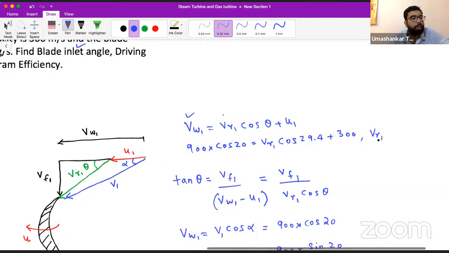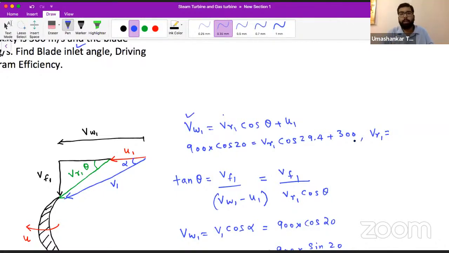Yes or no? What is the value of VR1 coming out from here? Can someone calculate and tell me? From this equation, what is the value of VR1 coming out? Can we have the value of VR1, please? Please cross check.